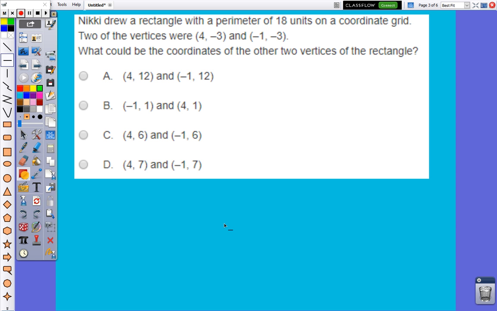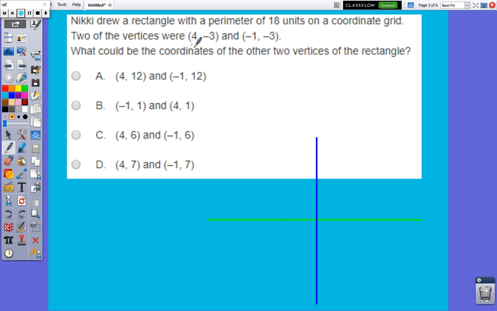So let's take an x-axis, and let's make a y-axis. So there's my x and my y. Okay, let's just plot these two vertices. So we're at (4, -3) and (-1, -3). Now this one here, I can see that all these ordered pairs are quite varying. So I'm just going to plot right now these 2 points.